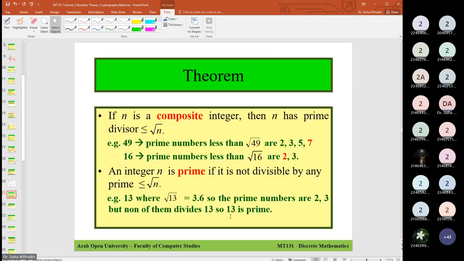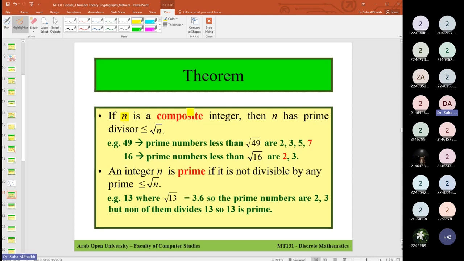Now one question here: how am I going to know that a number is composite and when am I going to know that a number is prime? We have the following theorem. If the number is small, I know whether it is prime or composite. But if it's a big number, how am I going to check? So we have a theorem that helps minimize the number of trials so that we know whether the number is composite or prime. The theorem goes as follows.